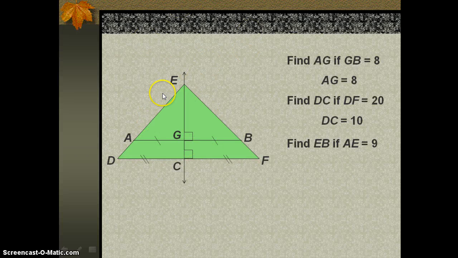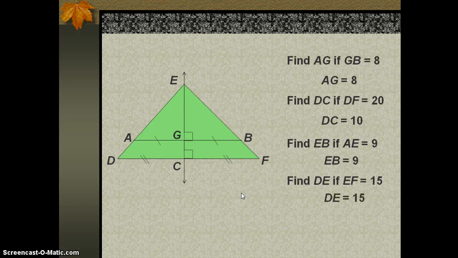Find EB if AE is 9. Well, I know that these have to be equidistant because point E is on the perpendicular bisector. So that means that EB would also have to be 9. Find DE if EF is 15? Well, again, they're going to be congruent, so DE is going to be 15.